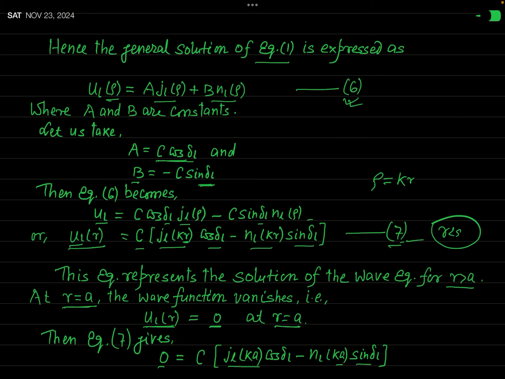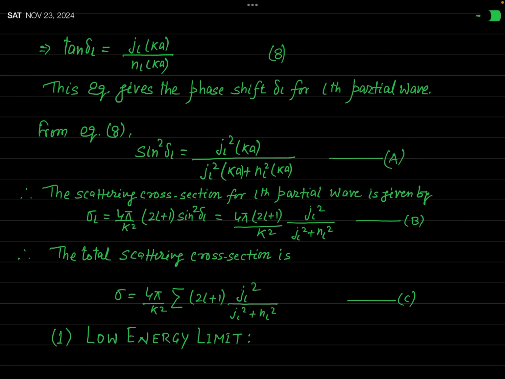Okay. And this constant C cannot be 0, because if C is 0, then both A and B will be 0. And if both A and B are 0, then UL will be 0. It means the particle is nowhere, but that is not a real physical situation. The particle is present outside of the sphere because we have incident the particle on this potential. So the physical situation says that this constant C can't be 0.